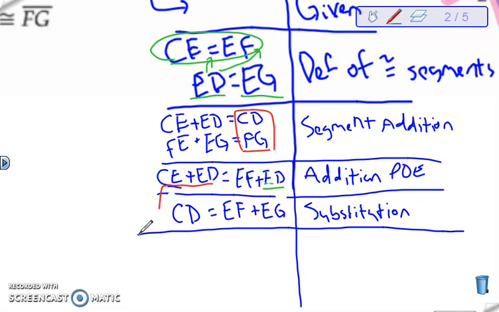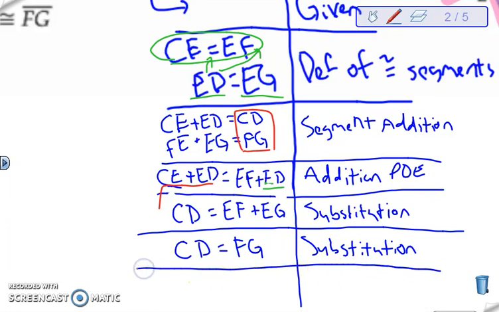Finally, we said that due to our segment addition, we can add the two small segments together and get the large one. Also, we've already written out that FE plus EG equals FG. So we can do another substitution, which leads us to our final answer. CD is congruent to FG because they are congruent segments.